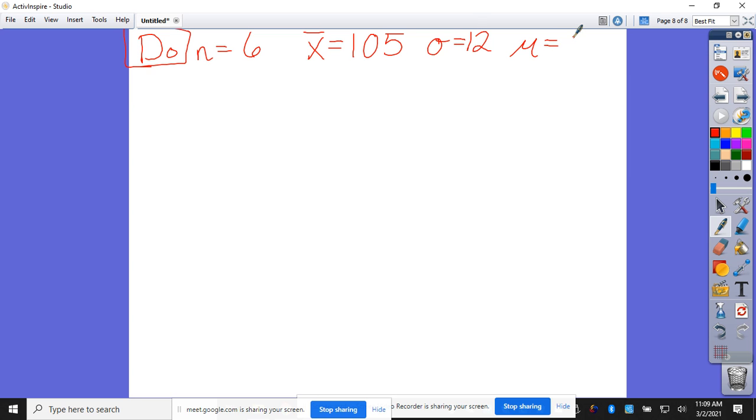Mu is what? What else? So is it one tail or two tail? So I just write somewhere one tail. Like I either write one tail or two tail. And alpha, we already defined as 0.05. So then I go to what?